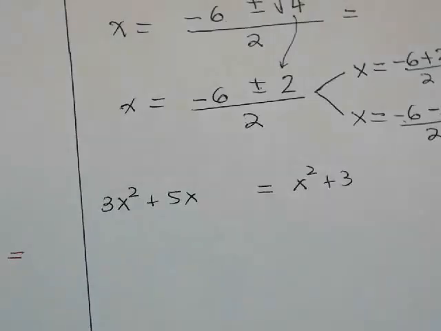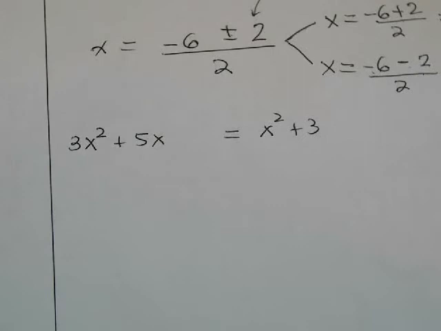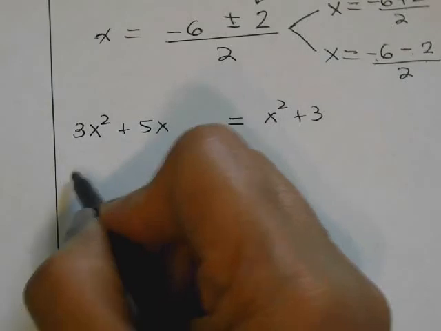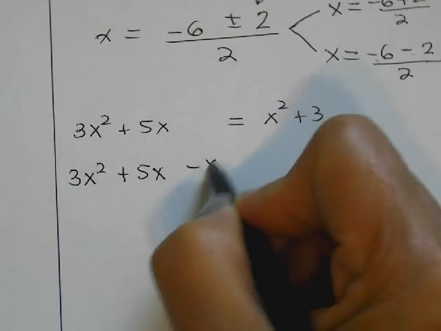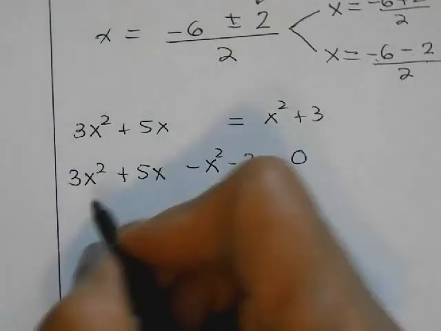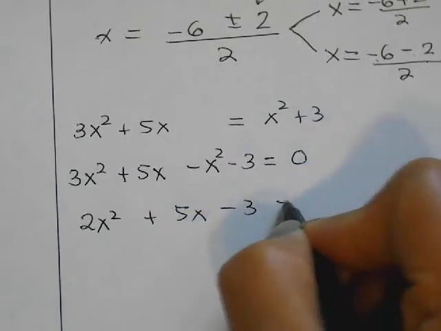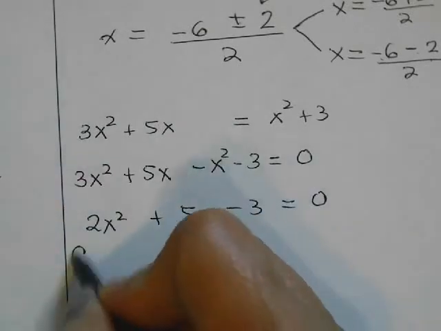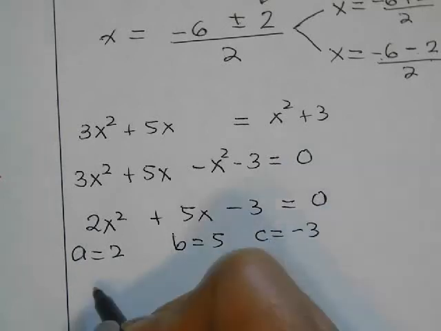Okay, we did this again using factoring. But now we're going to solve this by quadratic formula. Step 1, make the right side equal to 0. So 3x squared plus 5x negative x squared negative 3 equals 0. Combine like terms. So 2x squared plus 5x minus 3 equals 0. We did this in factoring. Okay, now we're going to get our a. A is 2. B is 5. And c is negative 3.